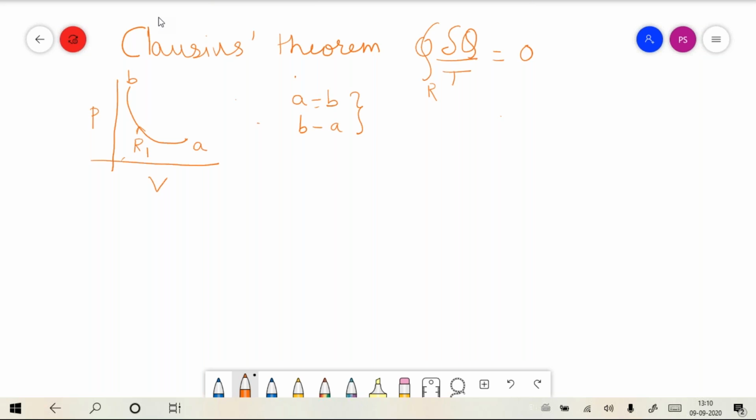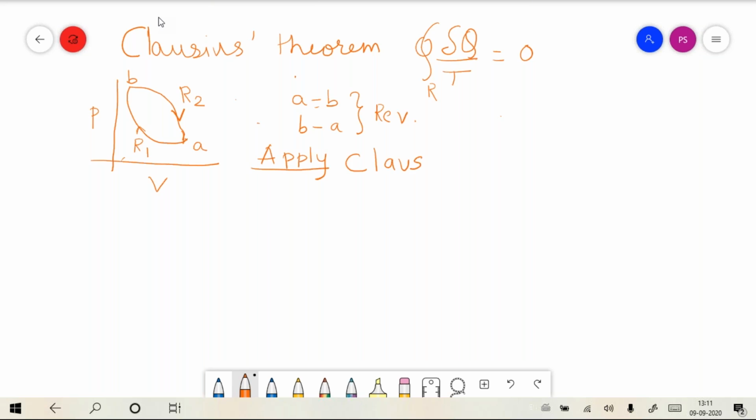Both these processes are reversible. The second process, which is B to A, is also a reversible process. It takes you back to the state A, so that the cycle is completed, and that path is, let us say, R2. Now let us apply the Clausius theorem to this cycle.